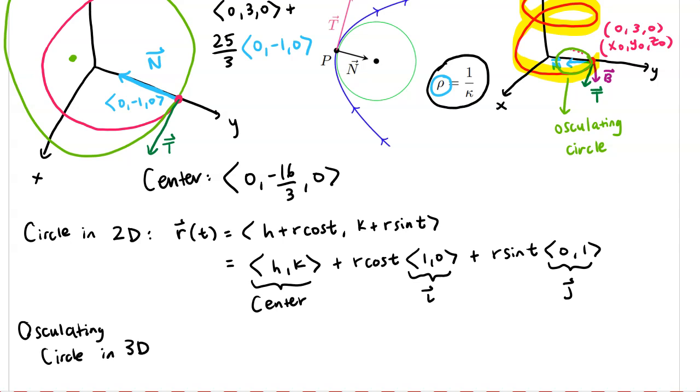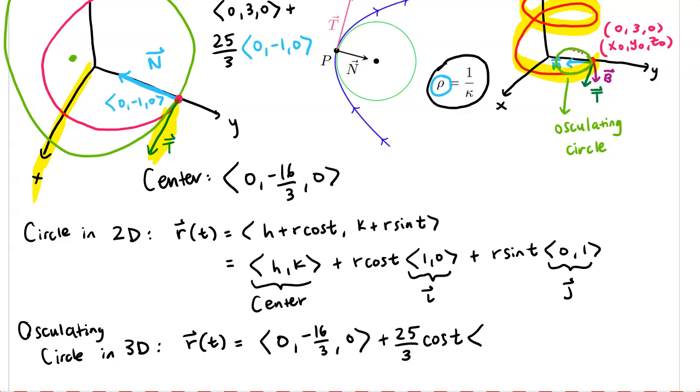in 3 dimensions is going to work very similarly. So we have r of t is equal to the center vector we just found, 0, negative 16 over 3, comma 0, plus the radius of our osculating circle we found earlier, and that is the reciprocal of the curvature. So that's going to be 25 over 3 cosine of t. Now I need to multiply this by what we view as our new x-axis, and we're going to use our T vector to represent our new x-axis for our circle.